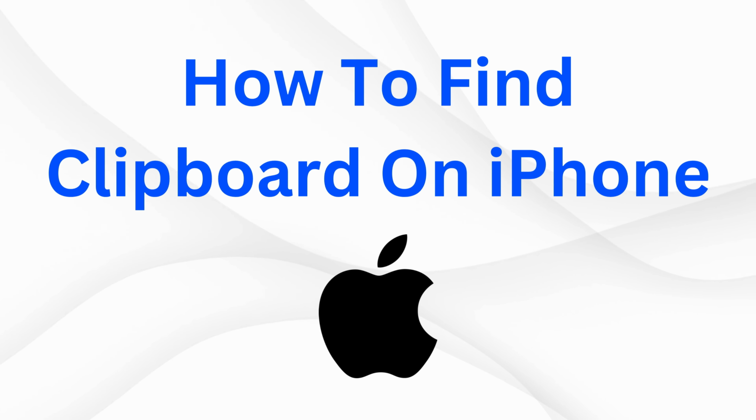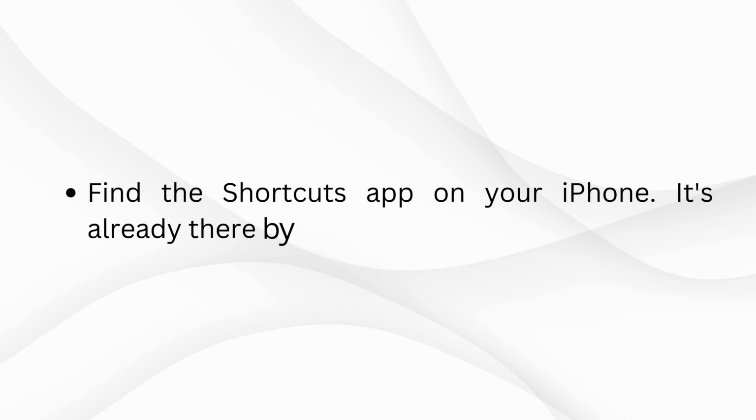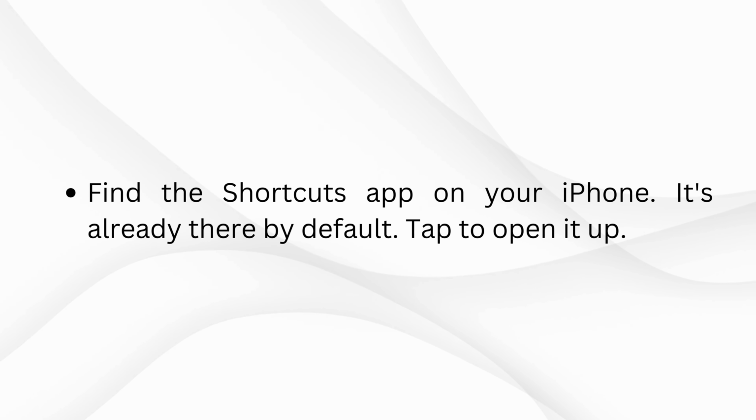How to find Clipboard on iPhone. Find the Shortcuts app on your iPhone. It's already there by default. Tap to open it up.